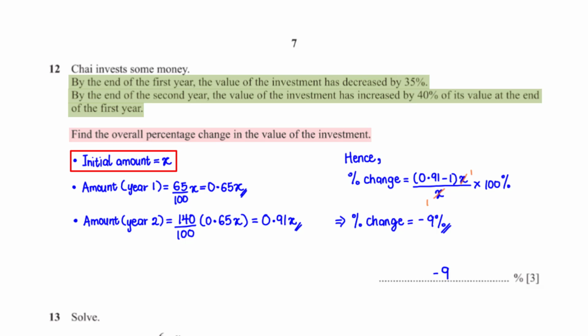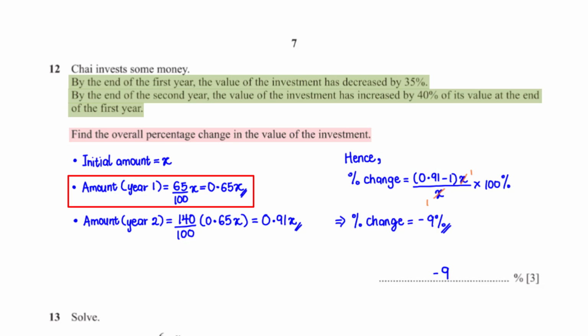Let's represent the amount of money Chai invests with x. By the end of year 1, this amount has decreased by 35%, and so we subtract 35% from 100%, which is 65%, and so the value of the investment is 65% of x, which is the same as 0.65x. By the end of year 2, the amount in year 1 has increased by 40%. So we add 40% to 100%, which is 140%.